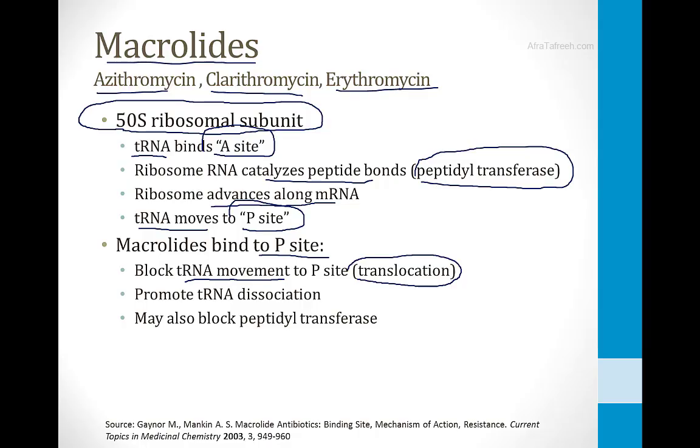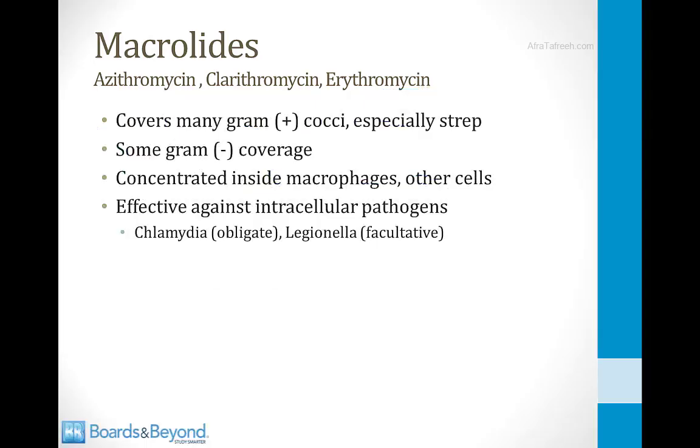There's also evidence that macrolides promote tRNA dissociation from this entire process, and they may also block the enzyme peptidyltransferase. Now normally we think about chloramphenicol as the antibiotic that blocks and inhibits peptidyltransferase, but there's evidence that macrolides may do this as well. But the easy way to just remember this is that macrolides bind to the 50S subunit and block the process of translocation. Macrolides cover many gram-positive cocci, especially strep, and this is why they're sometimes used for pneumonia.